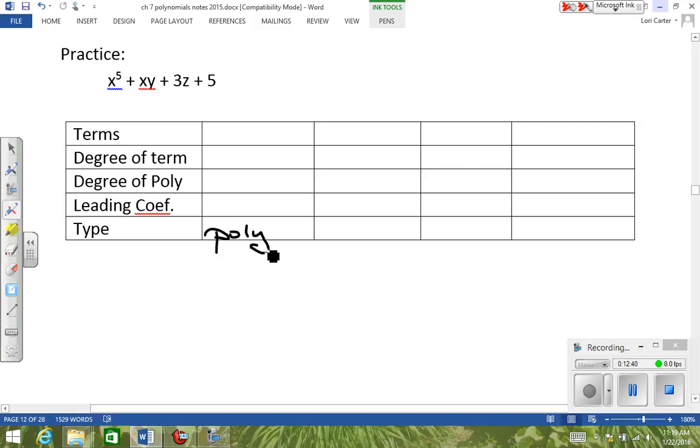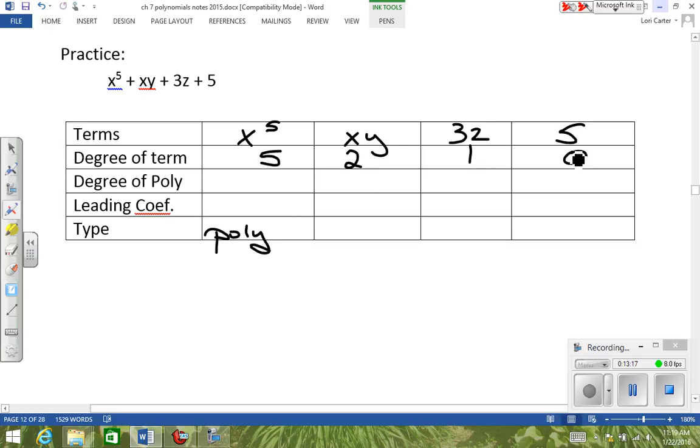All right. What is my first term? x to the 5th. Second term? xy. Third term? Fourth term? 5. Okay, degree of the first one. Degree of the second one? Nope, 2. Oh, well, I wrote 3. Degree of the third one? Degree of the last one? 0.